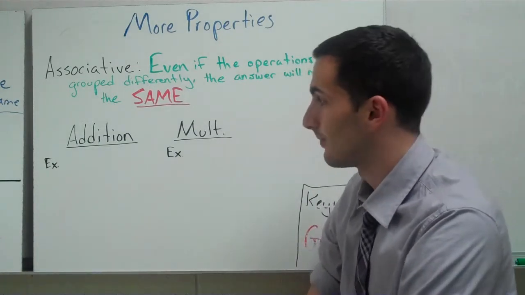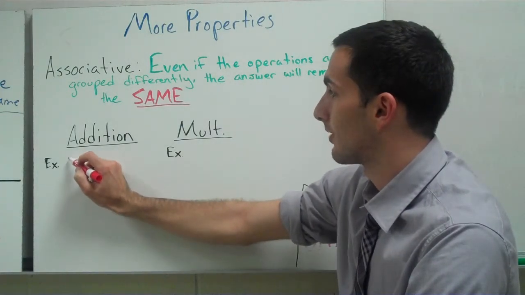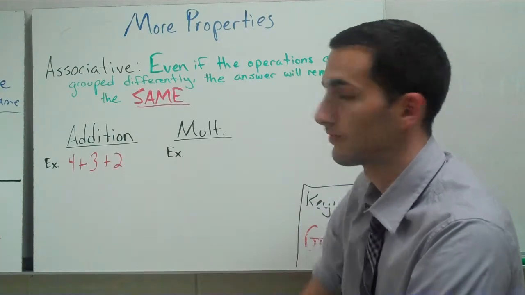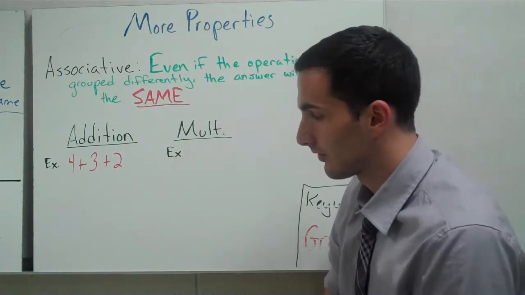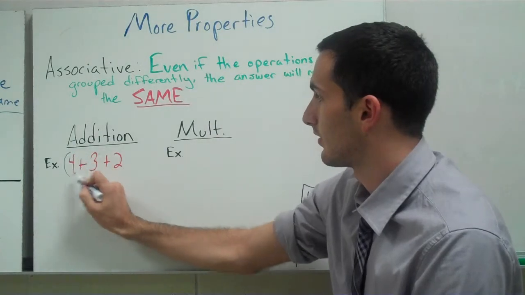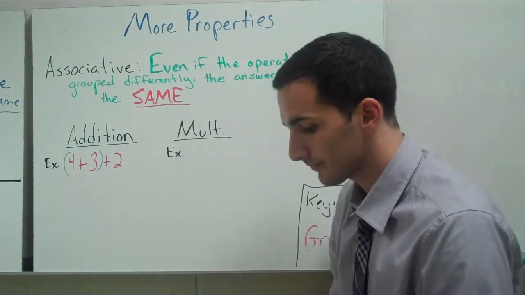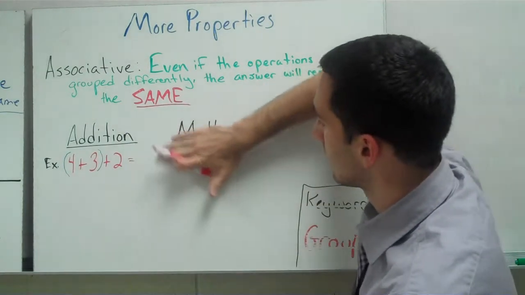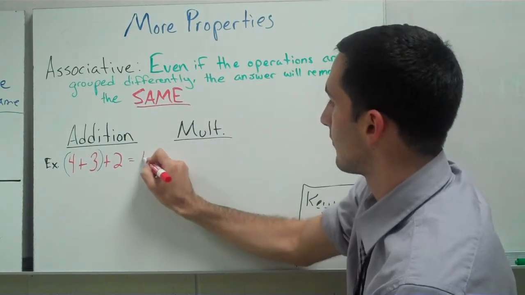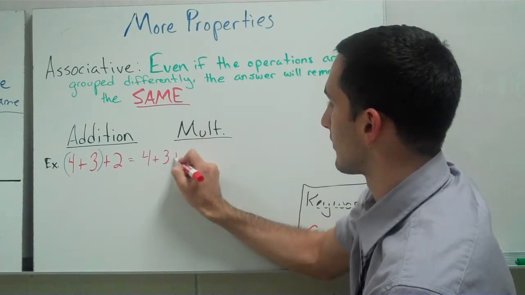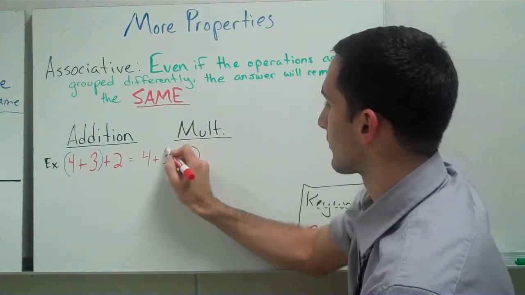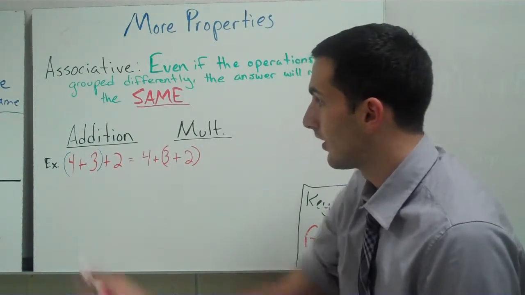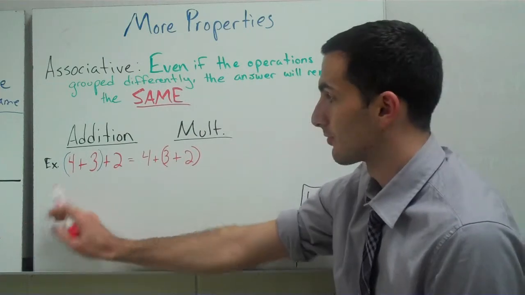First, let's look at an addition problem. In an addition problem, this might look something like this. We have 4 plus 3 plus 2, and 4 plus 3 is in parentheses. Well, let's see if that will be equal to 4 plus 3 plus 2 when 3 plus 2 is in parentheses. It's interesting, isn't it?